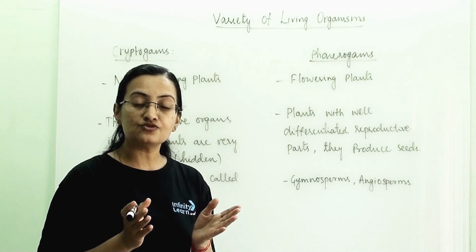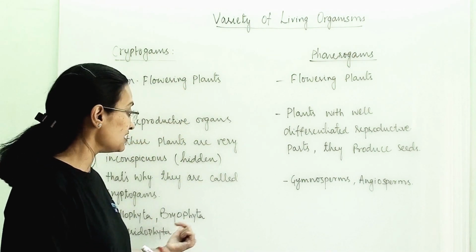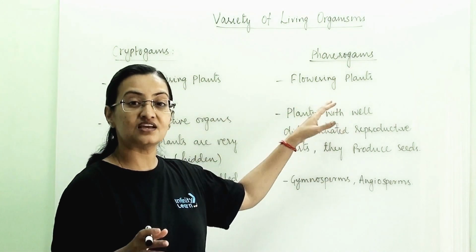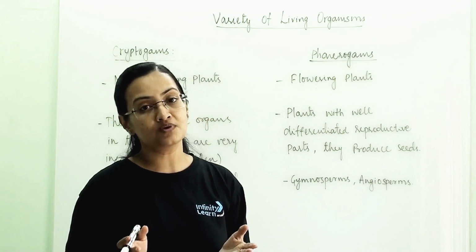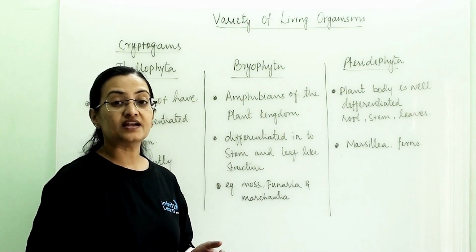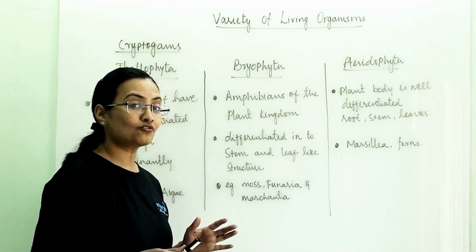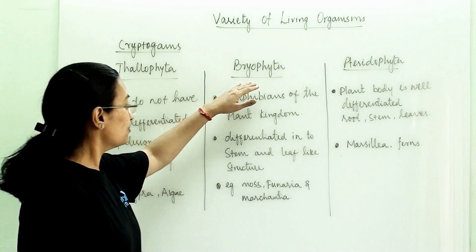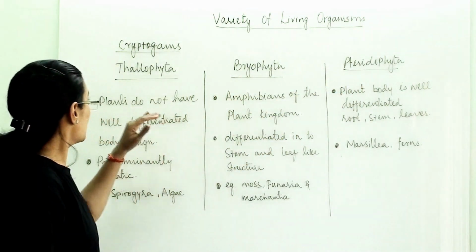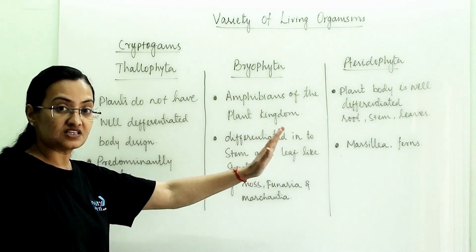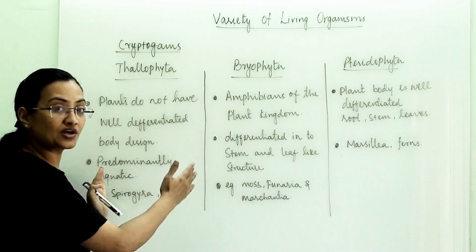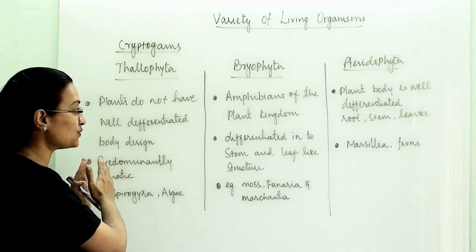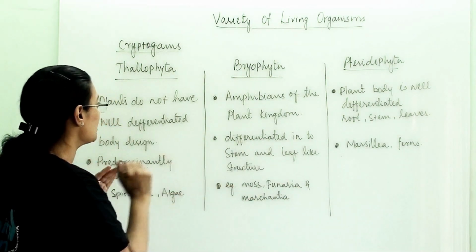In the coming segment we are going to learn about all these three subcategories of cryptogams and the two subcategories of phanerogams, and we will see how they are different from each other. So let us see the subcategories of cryptogams, which are non-flowering plants. There are three subcategories under this: Thallophyta, Bryophyta and Pteridophyta. As we see the differences, we will get to know that their body design and structure differentiation is improving as we go from Thallophyta to Pteridophyta.